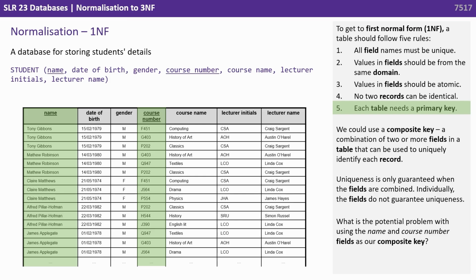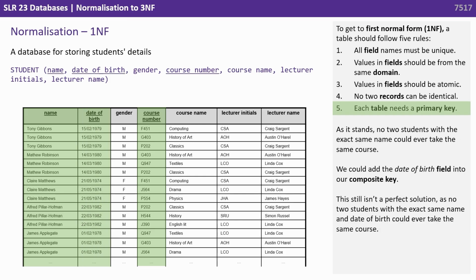We could use what's called a composite key, a combination of 2 or more fields in a table that can be used to uniquely identify each record. Now, uniqueness is only guaranteed when the fields are combined. Individually, the fields do not generate uniqueness. But what is the potential problem with using the name and the course number field as our composite key?